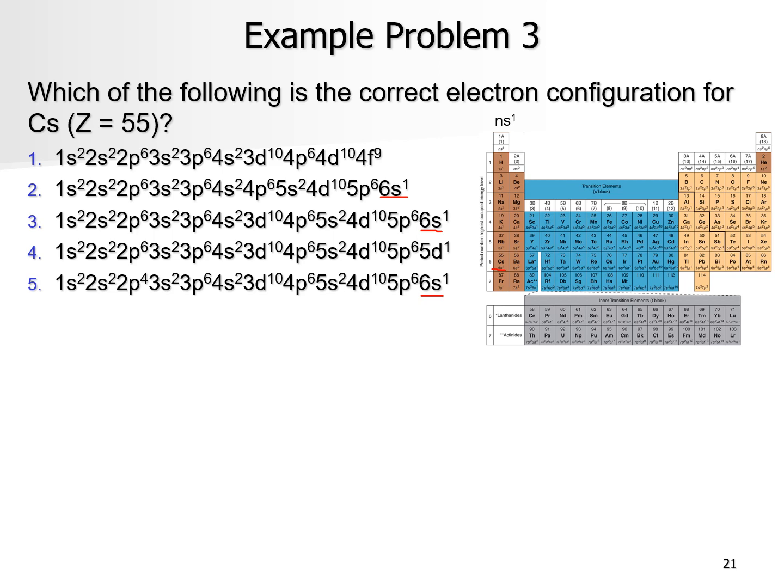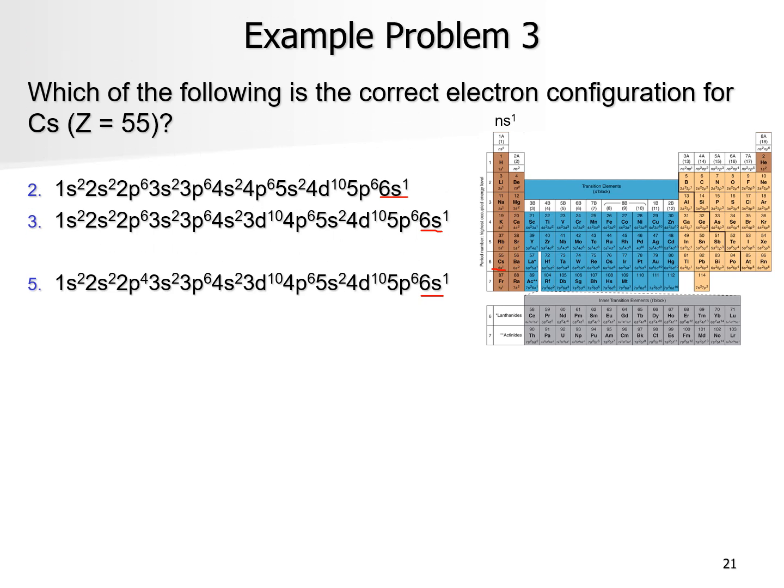With that in mind, we can definitely kick out choice number 1 and choice number 4 because they do not end with a 6s1. We know for sure they are wrong. So we do not have to read every electron configuration. We can start to check the last electron configuration for that element according to the periodic table. Remember, we always have a periodic table available in any kind of exam.